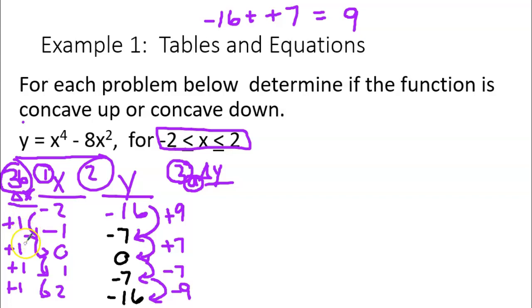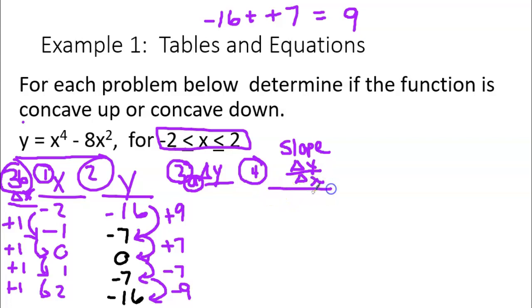And then I found my delta x's. Now we're on to step 4. Step 4 is where we're going to find the slope. Now slope, something we haven't looked at for a little while, is delta y over delta x. How much does the y change over how much does the x change?